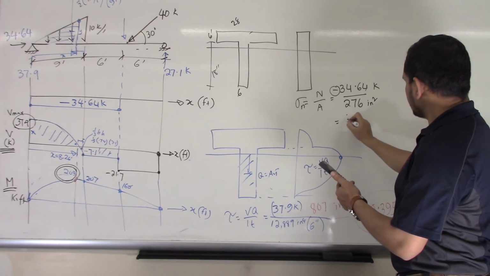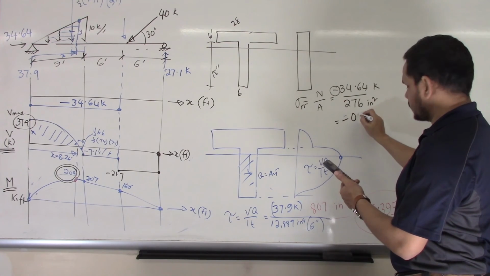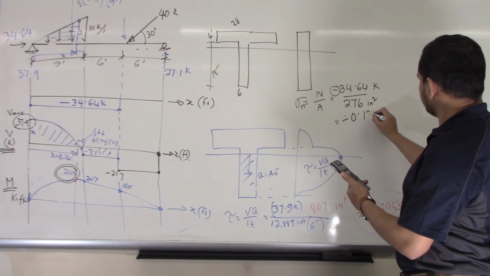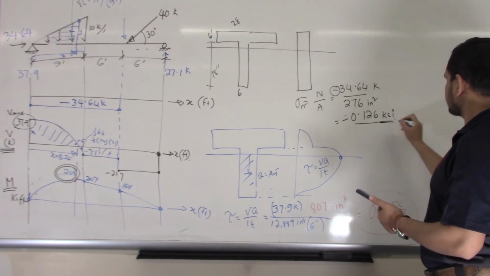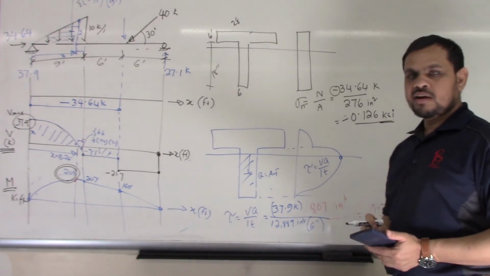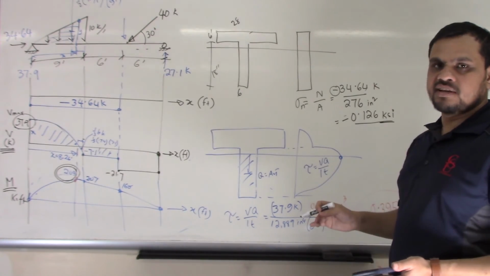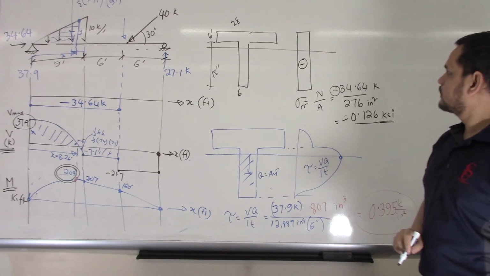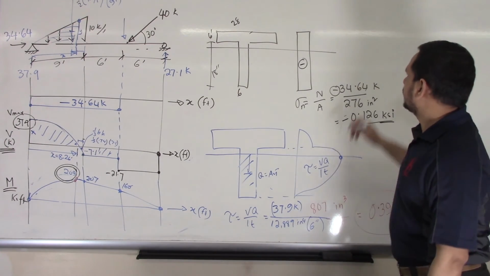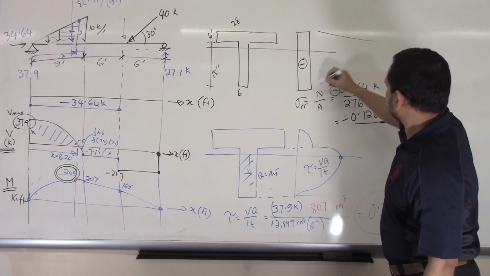So my normal stress is 0.126 ksi. Now this is not the maximum axial stress. It is just the normal stress, and it is in compression. Now we will find the bending stress.